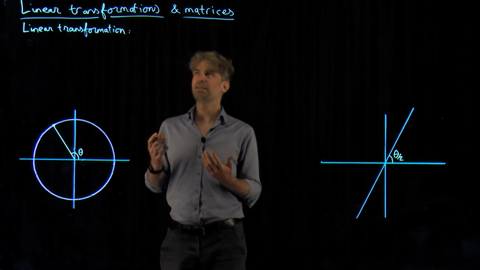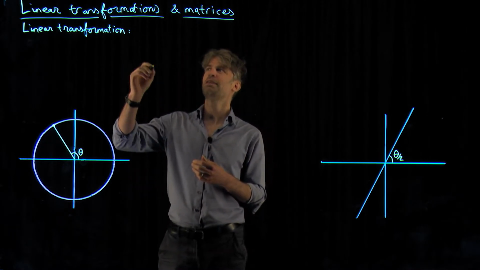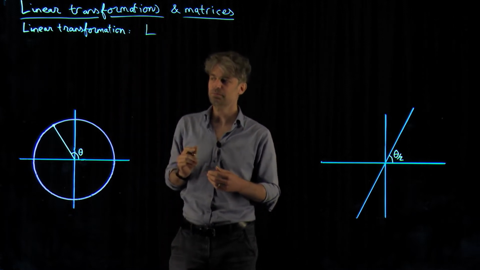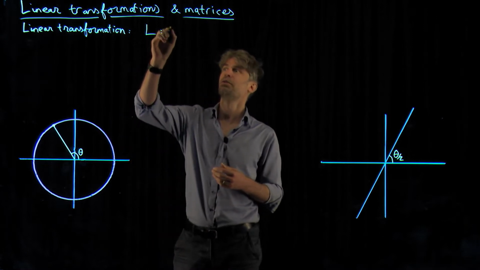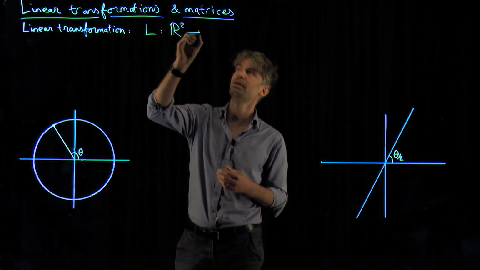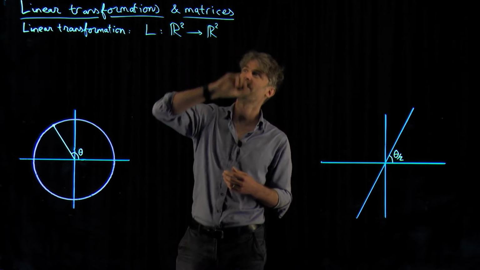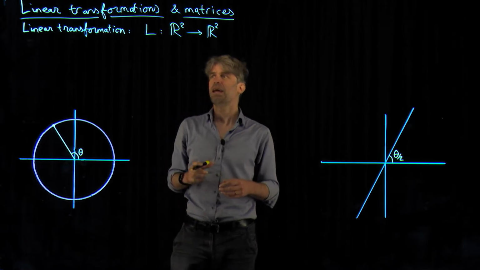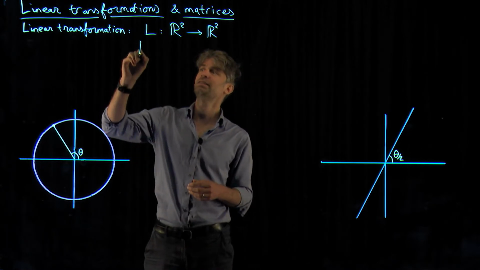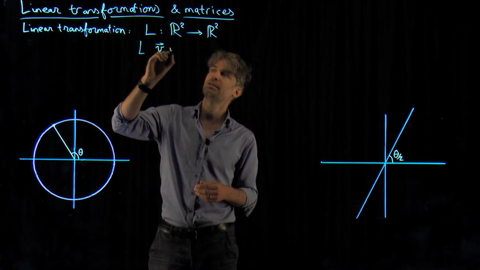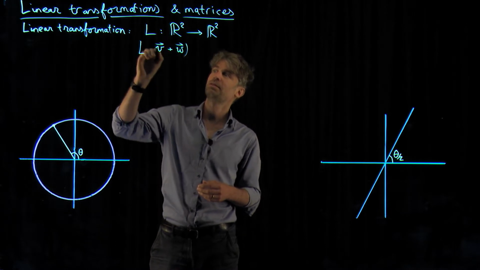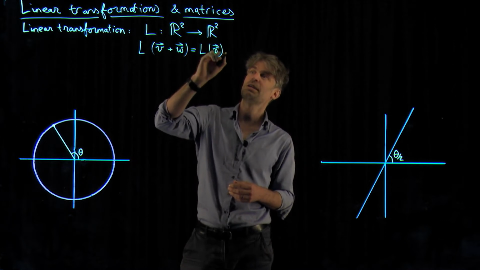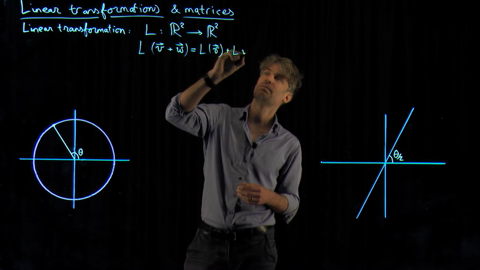So linear transformations are transformations that behave in a linear way. Let's say L is a transformation. That means it maps from R2 to R2 in our case. Of course, you can also look at higher dimensional examples, but for us now it's all planar. And it's linear if it behaves like this. The sum of two vectors is mapped to the sum of the images, like this.